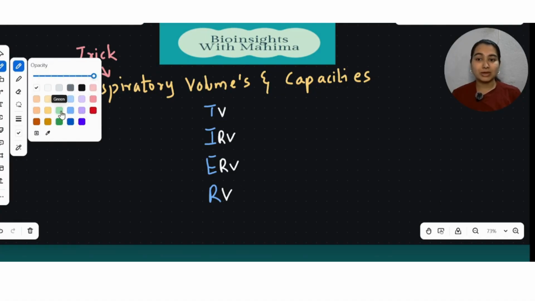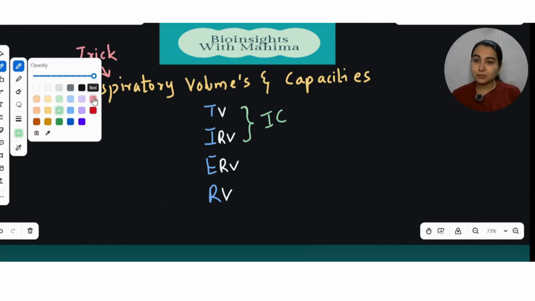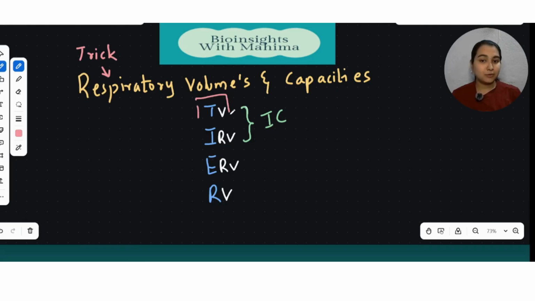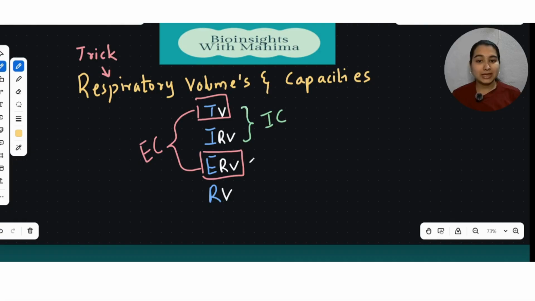Now, what exactly will happen if we add them? For example, when we add the tidal volume and inspiratory reserve volume, what do we get? We get inspiratory capacity. Similarly, if you add the tidal volume and the expiratory reserve volume, we get expiratory capacity. Now, similarly, if you take the expiratory reserve volume and the residual volume, we get the functional residual capacity.